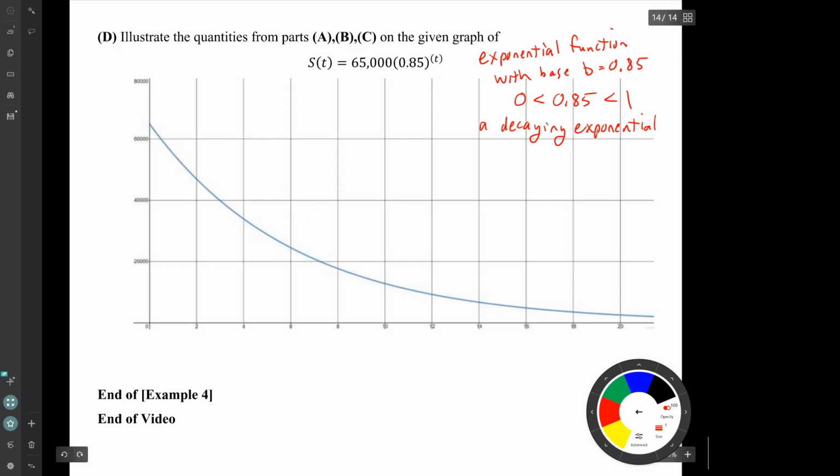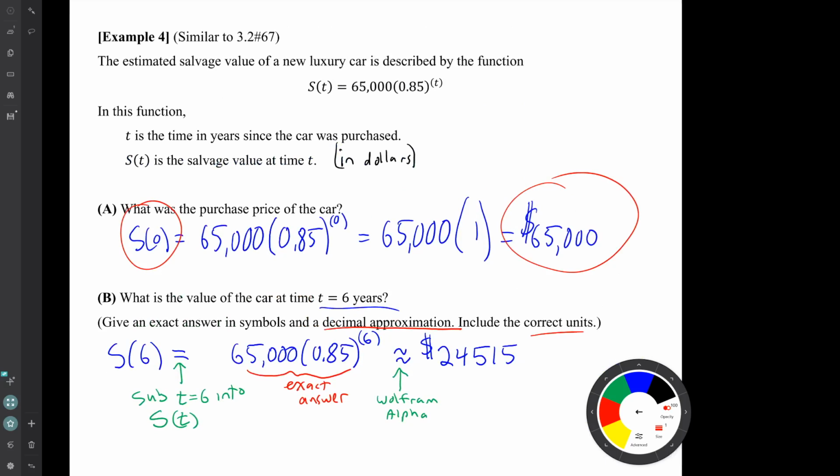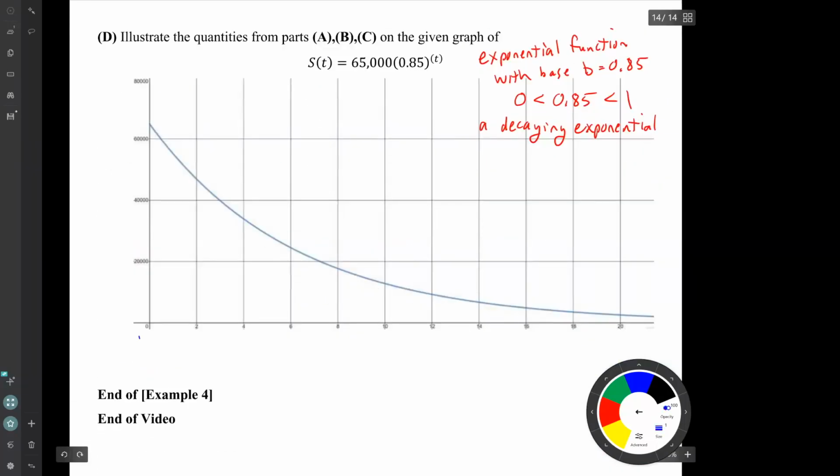All right, let's go back up and look at our results from questions A, B, and C. In question A, we found that S parentheses 0 is 65,000. Well, that's going to show up as a y value on the graph at time t equals 0. So here's the place on the graph where time is 0. So the y value is $65,000.